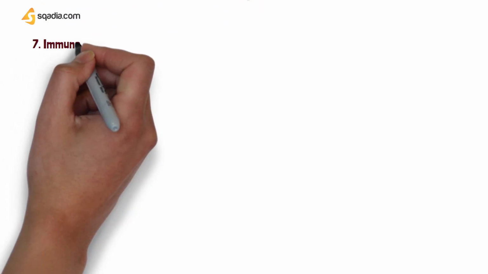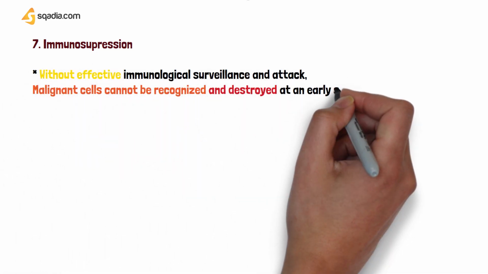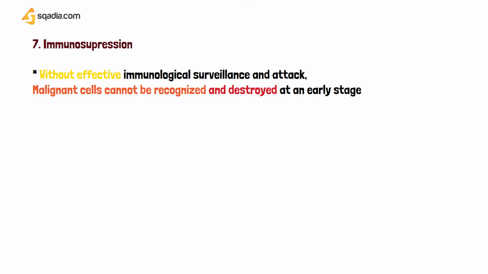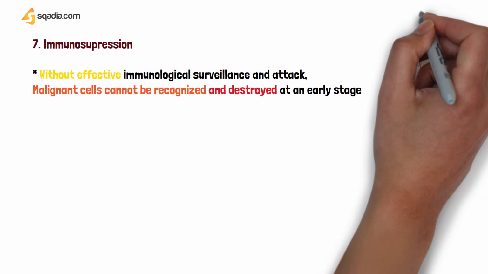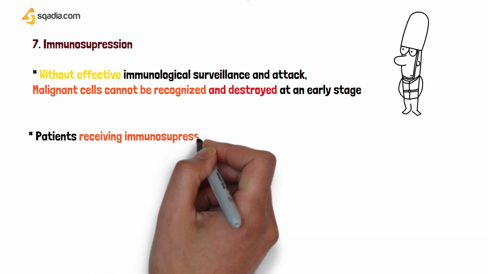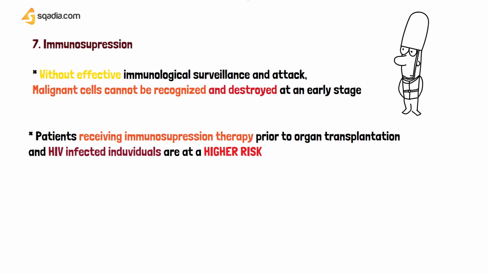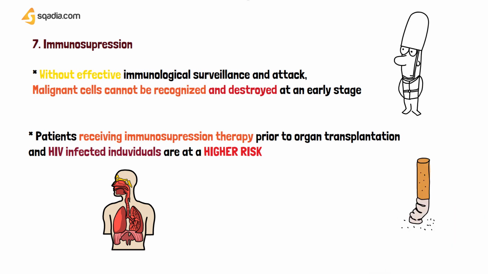Then we're going to talk about immunosuppression. In immunosuppression, the immunological surveillance is affected. The immunological cells are not able to identify the malignant cells and destroy them at an early stage, so they just keep on dividing without any check. This is especially so in patients who receive immunosuppression therapy prior to transplantation or individuals who are infected with HIV. And also if there is exogenous carcinogenic use, like cigarettes and alcohol, this is just going to increase the risk of developing cancer.